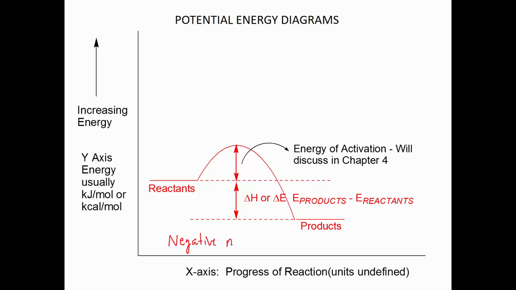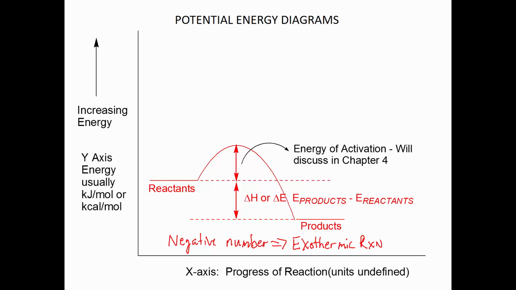A negative number is associated with an exothermic reaction. The reaction produces heat. All right. Okay, so as reactants transition to products, they don't smoothly go down a hill. Actually, it usually requires what we call energy of activation to get the reaction to go.